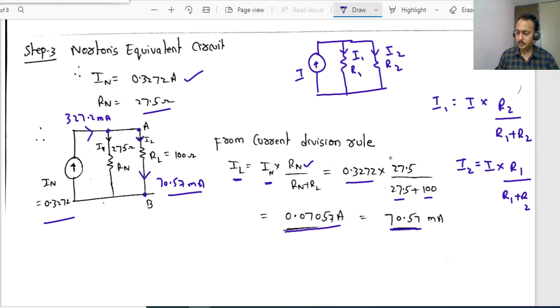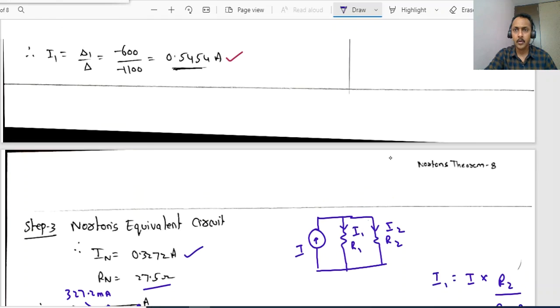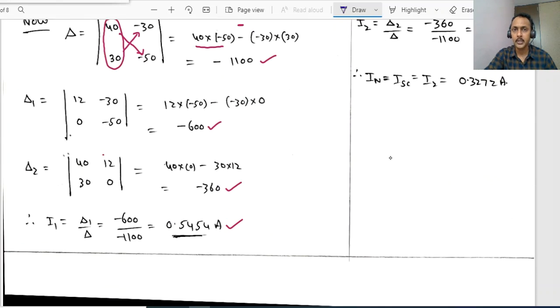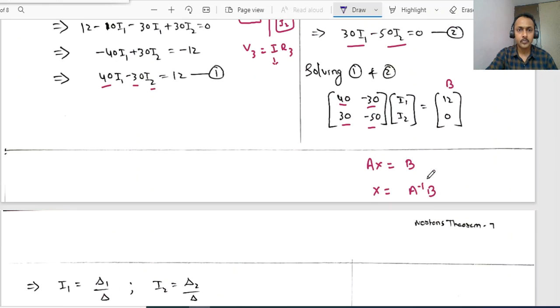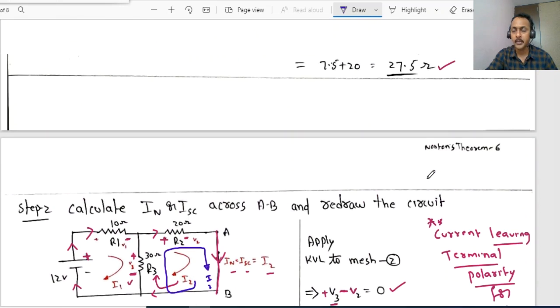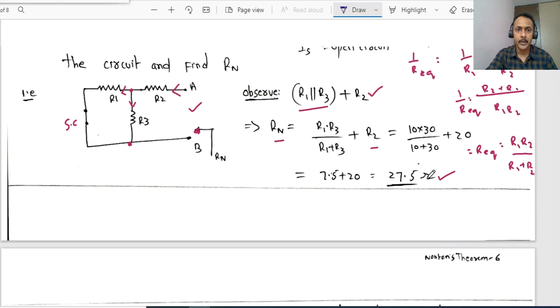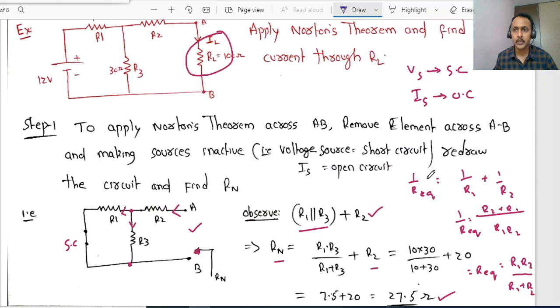Clear? So, dear students, please remember in this entire discussion, whatever the given circuit might be, you can replace it with a Norton's equivalent circuit: a current source in parallel with a resistor. That current source value is nothing but the current across the short circuited terminals, and the resistance is nothing but the resistance across those open circuited terminals, by making the sources inactive. If it is a voltage source, simply short circuit it; a current source, open circuit it.